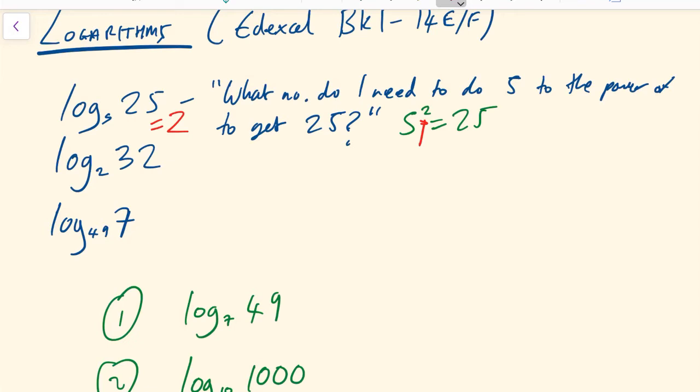Applying this to the same thing, 2 to the power of something is 32. 2 to the power of 5 is 32, because 2 times 2 times 2 times 2 times 2 is 32. And let's have a look at this last one. 49 to the power of something is 7. Well, from our indices rules, we know that powers of a half is a square root. So 49 to the power of a half is equal to 7. A half is the answer to this last one.